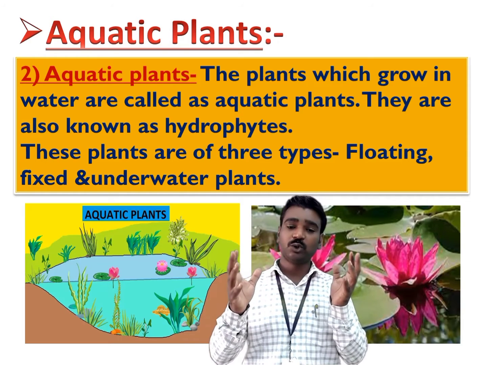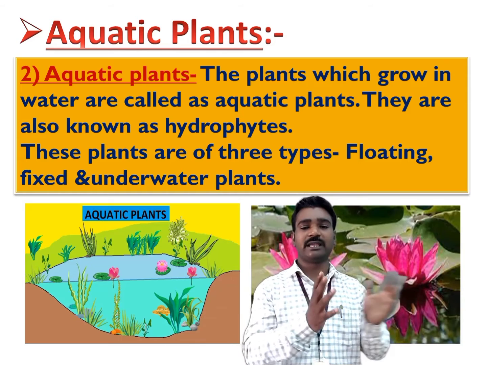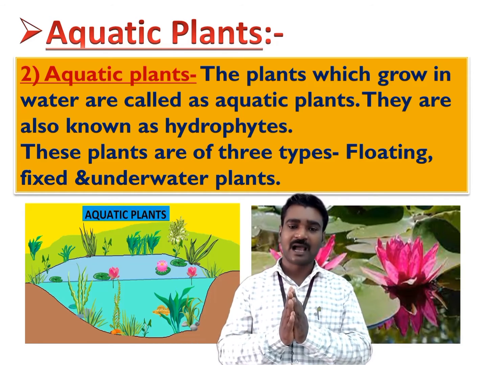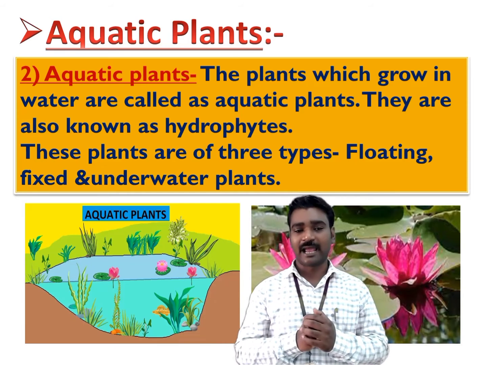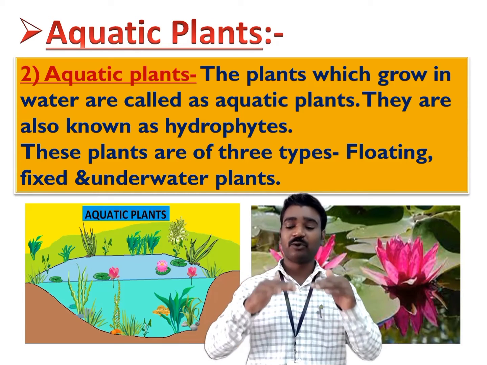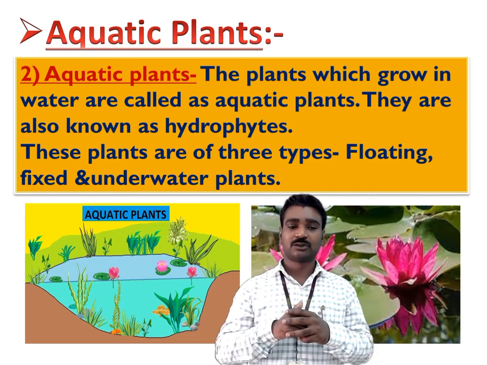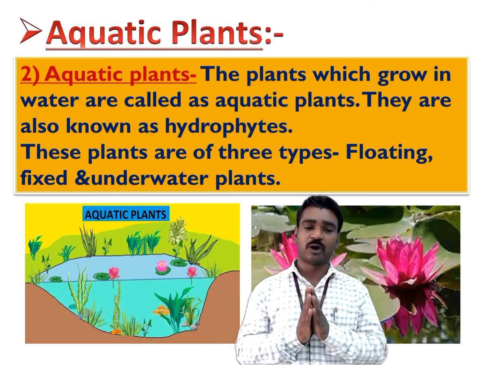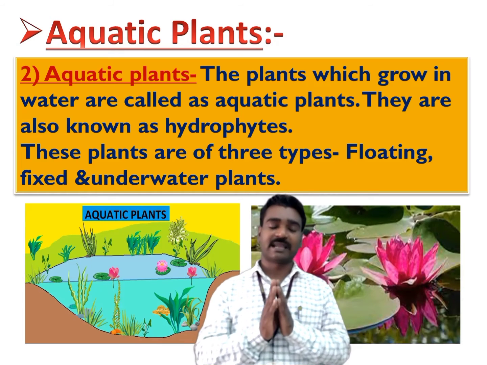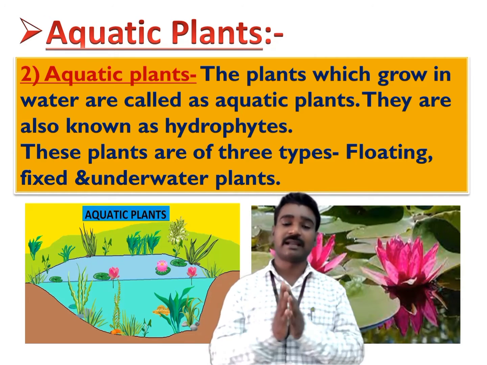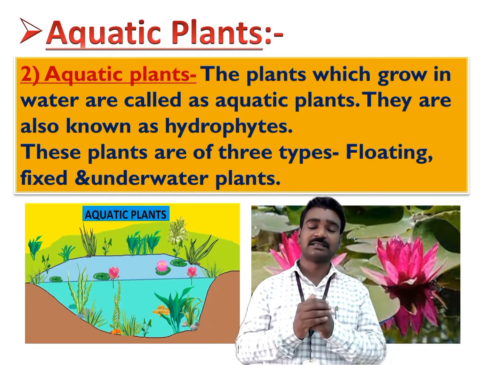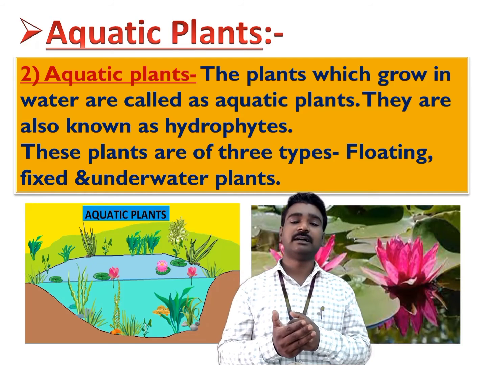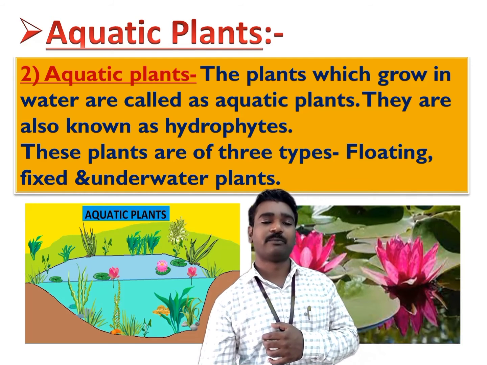According to how they grow and where they grow, these aquatic plants are grouped into three categories. Some plants float on the surface of the water, so they are the floating plants. Some plants are fixed to the water bodies, they are called fixed aquatic plants. And there is a third category also. Some plants grow completely under the water, so these are called underwater aquatic plants.